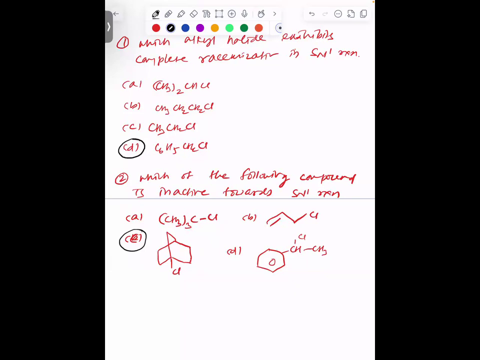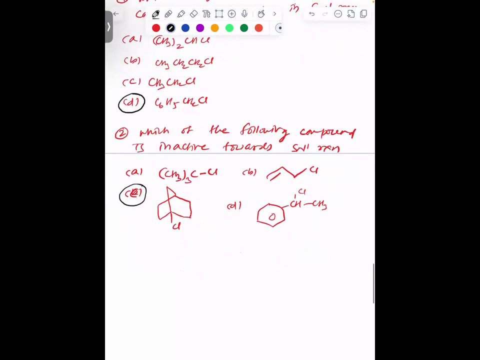Look at option C, this position is known as the bridgehead position. At the bridgehead position, neither elimination nor substitution happens.